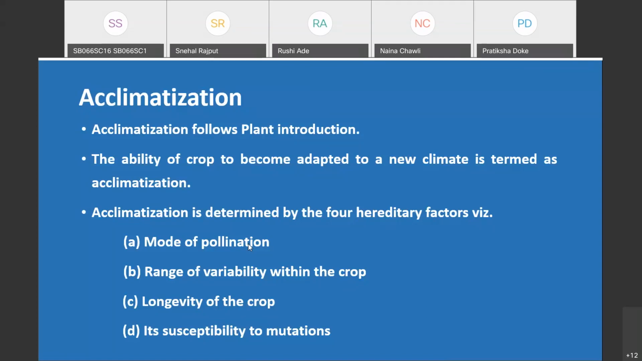Okay, that is how the mode of pollination is an important factor in acclimatization. Cross pollinated crops get easily and more rapidly acclimatized to the different environmental conditions, or to the new climatic conditions. Then the range of variability within the crop.